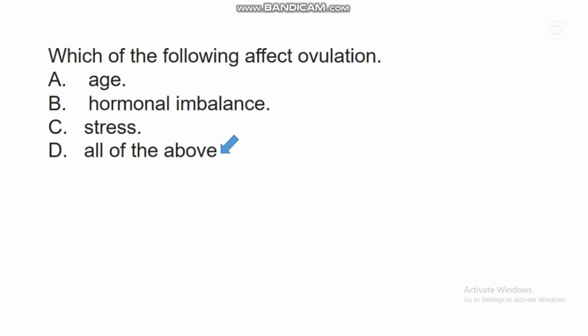All of the above. There are many factors that affect ovulation. These factors include age. Studies have shown that when people advance so much in age, at old age, ovulation will stop. So age is one of the factors that affect ovulation seriously. Studies have also shown that hormonal imbalance can affect ovulation. If an individual is subjected to stressful condition, that stress can affect ovulation. All these things are factors that affect ovulation seriously.